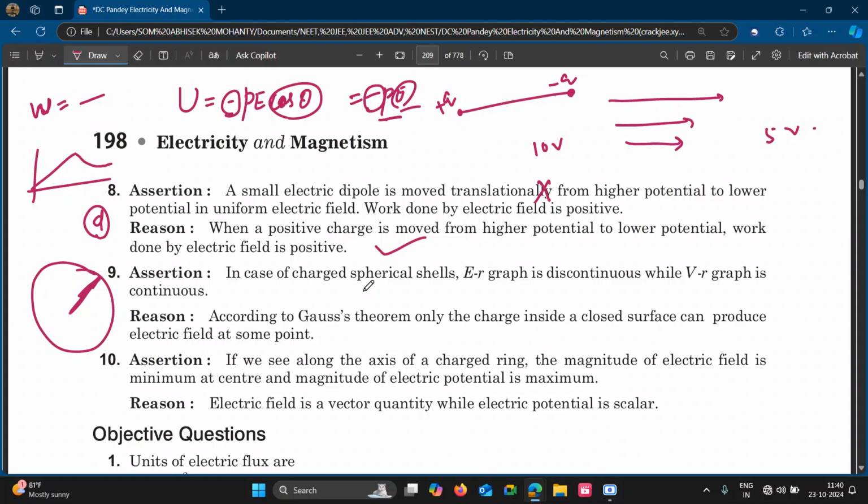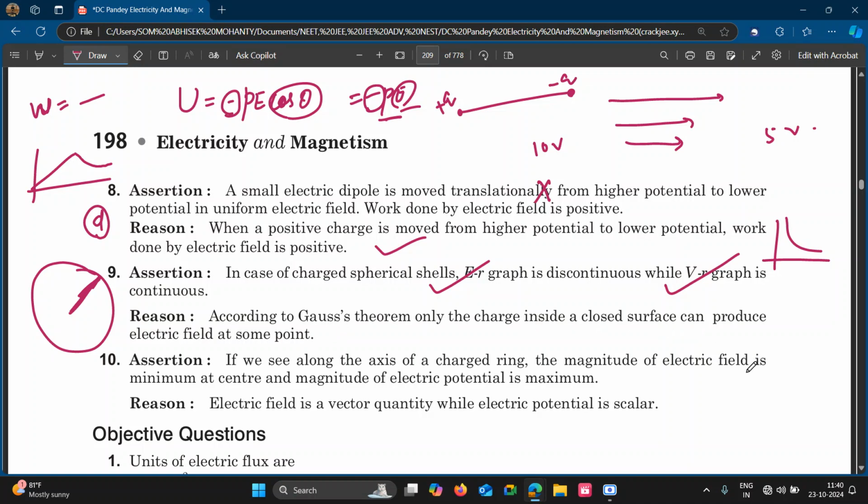Yeah. Well, the V-R graph is continuous. Okay, V-R graph. How is the V-R graph? V-R graph will be always, I think, inversely proportional, completely inversely proportional. So that will be continuous. Okay, so this is correct. V-R graph is continuous. That's correct. According to Gauss theorem, only the charge inside a closed surface can produce electric field at some point.